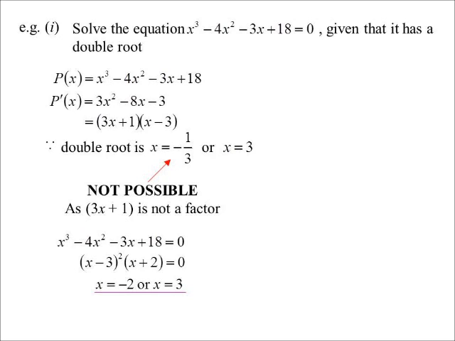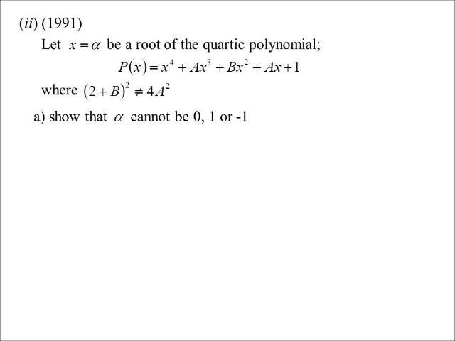Let's try something more interesting. Really nice question. It comes from 1991, which of course is a palindrome. I know that's the first thing I see when I look at 1991. But look at the actual polynomial itself, the coefficients: 1, a, b, a, 1. Also palindromic. How cool is that? Where 2 plus b squared does not equal 4a squared. Well, you probably realised that.